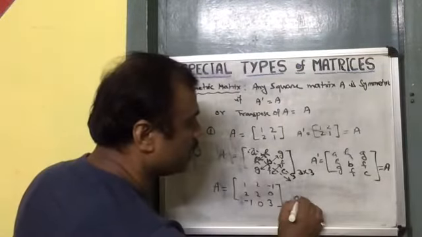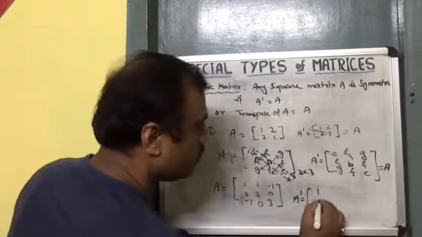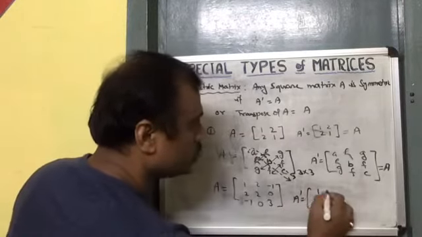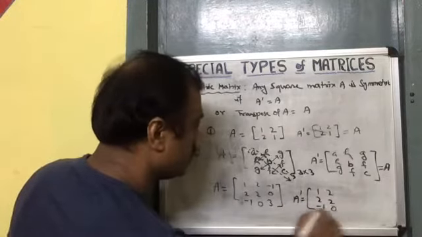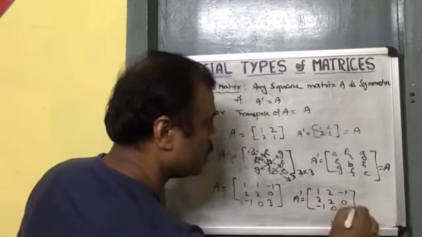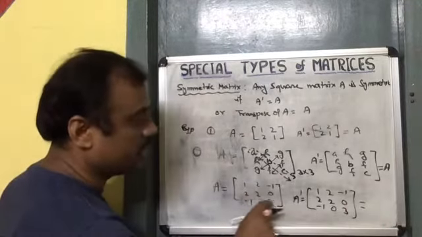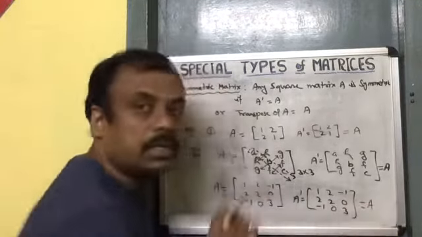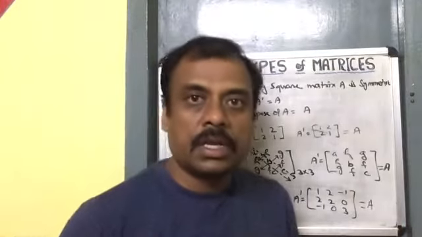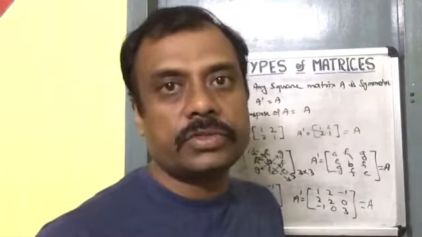How? Let us find out. A dash is what? Changing the rows: 1, 2, minus 1; 2, 2, 0; and minus 1, 0, 3. So you see, this is the same matrix A. So A is a symmetric matrix. Let us go and discuss another type of matrix, the skew symmetric matrix.